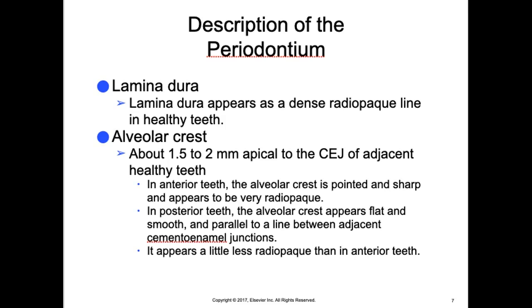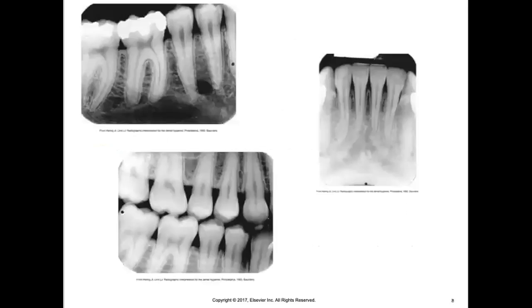So looking at your book, figures 34-1 through 34-3, we see here what some healthy alveolar crest looks like. This is a periapical image taken of the lower right posterior teeth, so this is from teeth numbers 28 through 31. And we can see that the alveolar crest is about 1.5 to 2 millimeters apical, so that means below the CEJ.